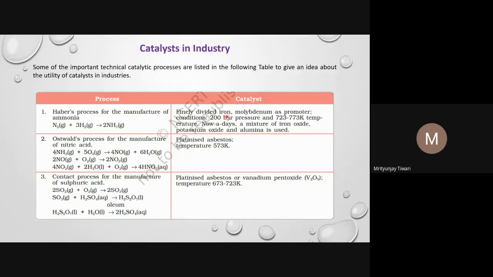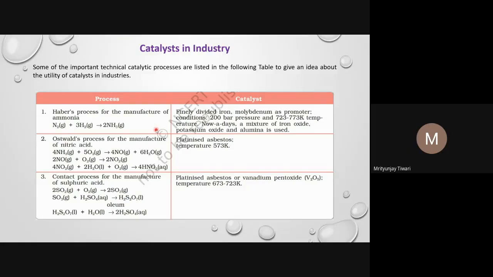divided iron, and this iron catalyst is actually made more efficient in the presence of molybdenum as promoter. So molybdenum enhances the efficiency of this iron catalyst. And the industrial condition that we provide in the industry is 200 bar pressure, the very high pressure that we apply.